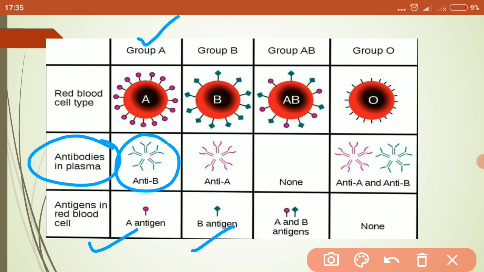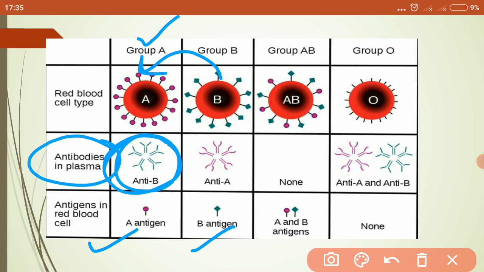So if anti-B is present, that means if by mistake blood group B is given to a person who has blood group A, that means antigen B enters the body of a person with blood group A, then anti-B, that is the antibody made against antigen B, will act upon this, and antigen B is considered a foreign material or a foreign object at this time.